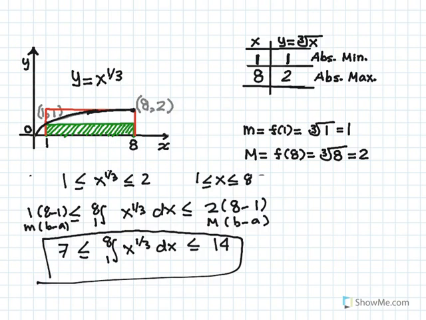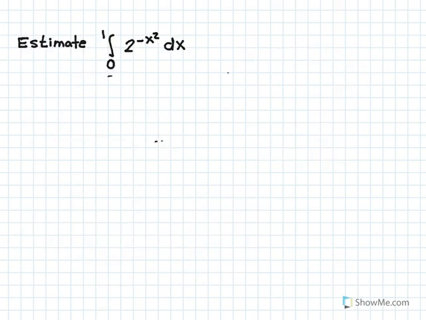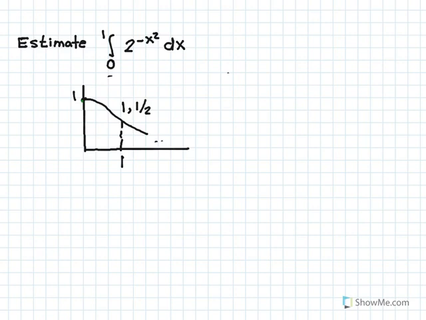All right, let's look at another example. Here we are estimating the integral from 0 to 1 of 2 to the minus x squared dx. The first thing we notice is that this is a negative exponential, so it is decreasing. Let's do a graph of this and show that it's decreasing. When x is 0, the y value is 1, and when x is equal to 1, the y value is 2 to the minus 1, which is 1/2. Let's shade this region in green.